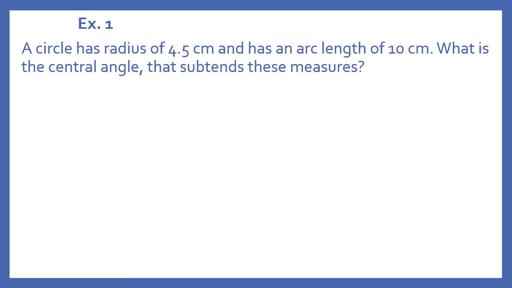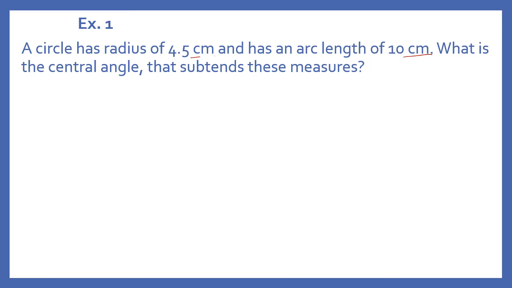So our first example: a circle has a radius of 4.5 centimeters and has an arc length of 10 centimeters. What is the central angle that subtends these measures? Subtends just means between. So first thing you should always take a look at, make sure that your units of measure are the same. This is centimeters, this is centimeters, that's good. If it was centimeters and meters, you'd have to do a quick conversion there.